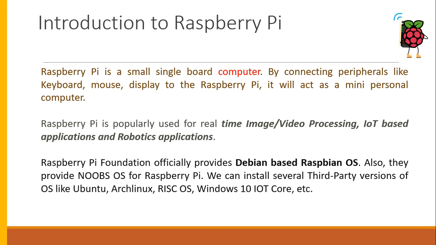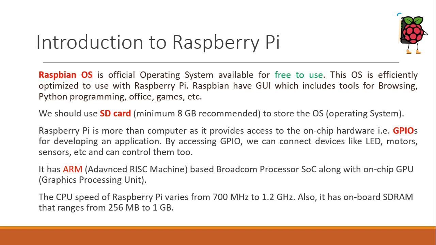The Raspberry Pi Foundation officially provides a Debian based Raspberry Pi OS. It's an OS that looks like a Linux environment, so most things are very secure here. This OS is continuously updated on a monthly or quarterly basis. Raspberry Pi OS is the official operating system, available free of use. You can easily download it and install it on the Raspberry Pi kit. This OS is efficiently optimized for the Raspberry Pi.